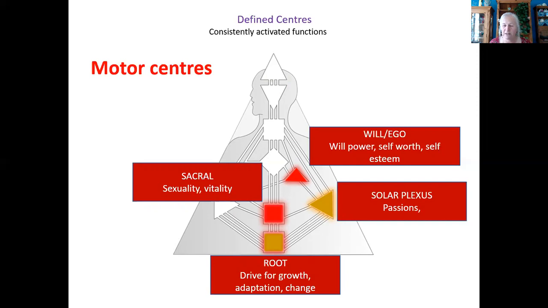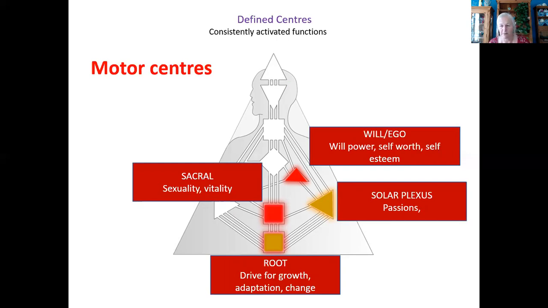So look in your chart and see whether any of these are coloured in. And if they are, it means you have motor energy in your body. And again, they've got the different themes. So the sacral, we've talked about already. This is the sexuality and sort of life force vitality energy. The root, which again, as I've already mentioned, is a pressure center. It's also a motor center. And it's that drive for growth and adaptation and change.